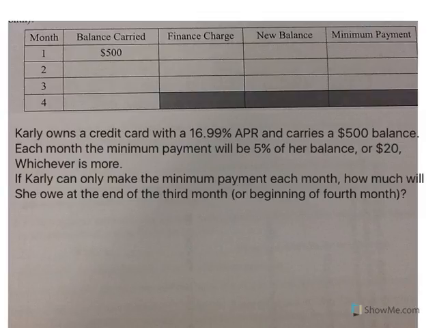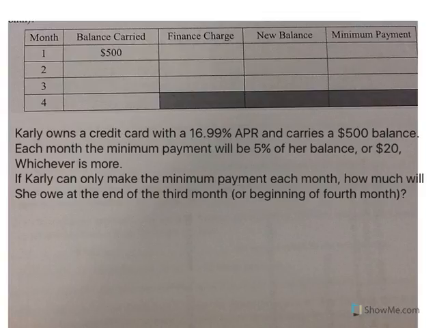Alright, let's play with credit cards here. Carly owns a credit card with a 16.99% APR, and she carries a $500 balance. Now, each month the minimum payment will be 5% of her balance, or $20, whichever is more. If Carly can only make the minimum payment each month, how much will she owe at the end of the third month, which would be the beginning of the fourth month?